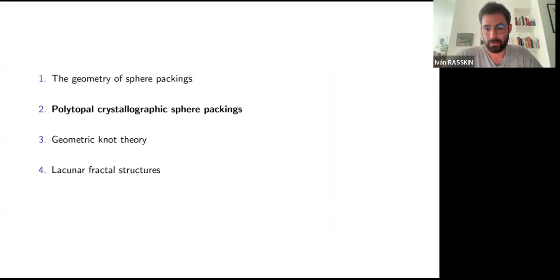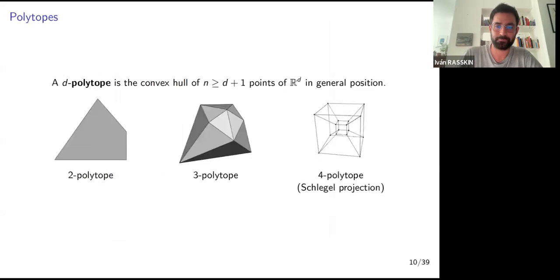So this object is very common. We're going to look at some generalizations of this polynomial circle packing. For this, we're going to use polytopes. A d-polytope is just a convex hull of endpoints in R^d.